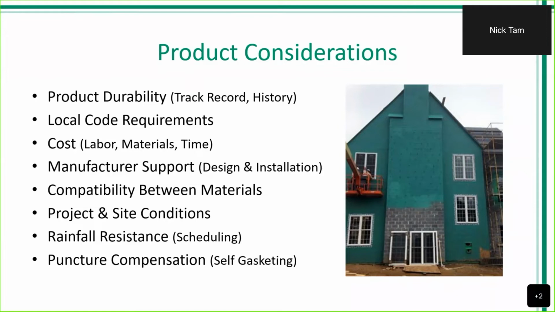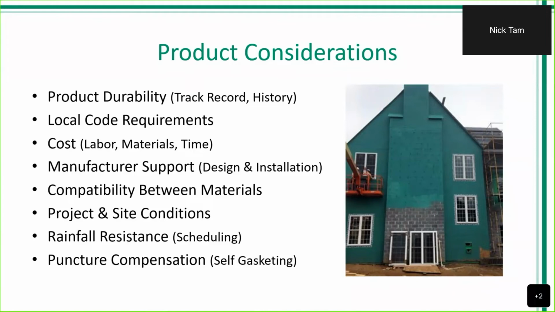So for compatibility, we have to talk about the compatibility between one system and another system. So this could be related to the roof system having to transition to the air barrier material on the wall. If they're not compatible, we'll have issues. So we have to make sure that we select materials that will work together.